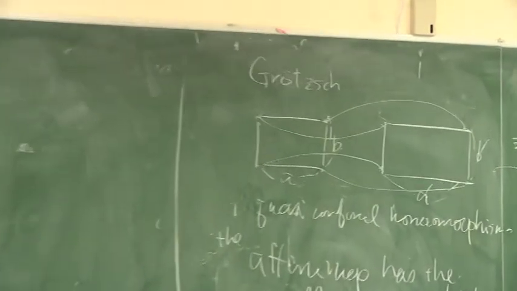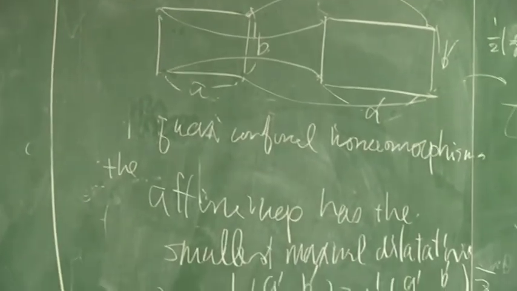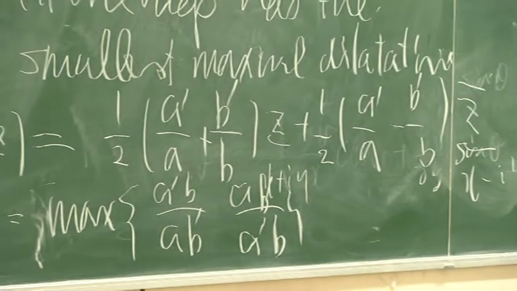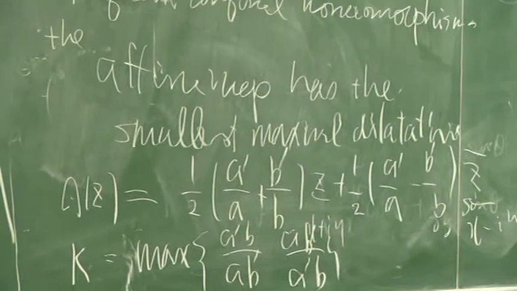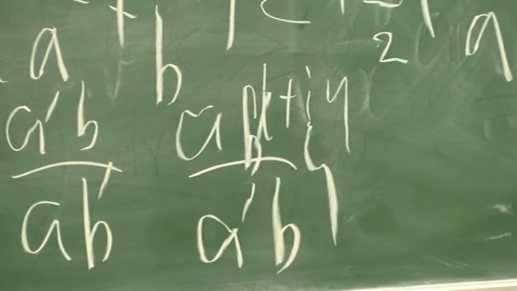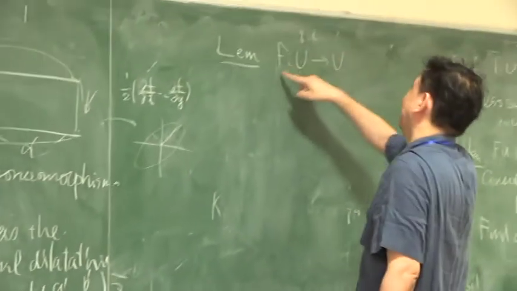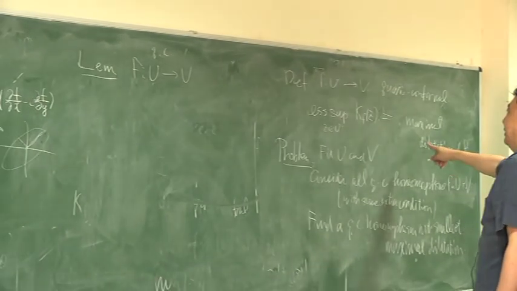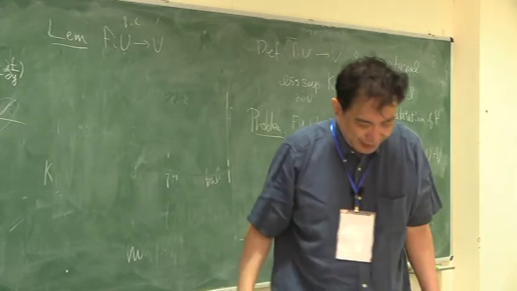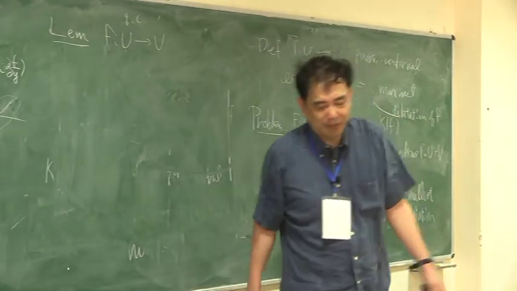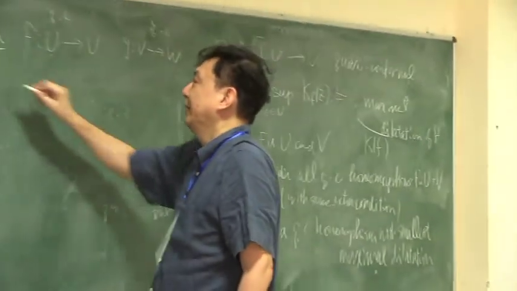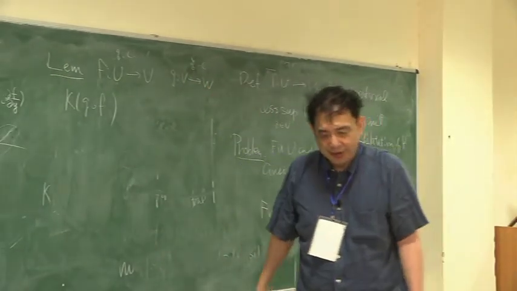I have just 5 minutes now. So let me show you one lemma, which is not so easy to prove, but not so hard either. It's kind of an intermediate level problem. I'm not going to show you the proof, but show you the result. You have a quasi-conformal map f. Let me write K of f for the maximal dilatation of a quasi-conformal map. If you have two quasi-conformal maps, then the maximal dilatation of the composition is less than or equal to the product of the two.